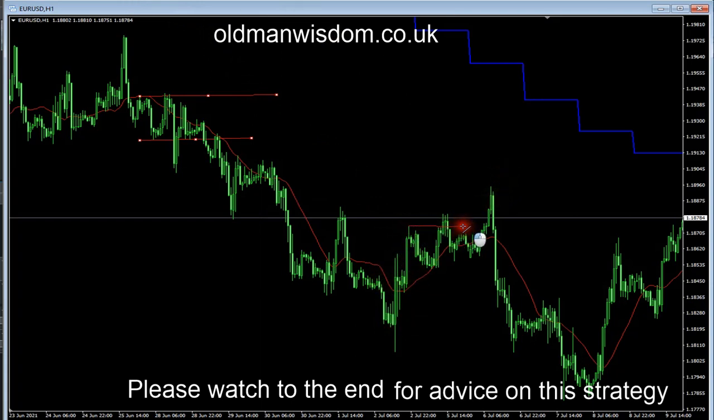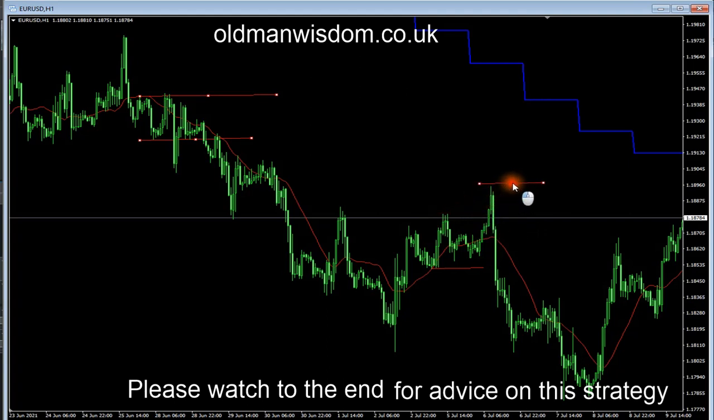So here's our level. One is there, and one is there. But look, it's broken our level. So it invalidates it, but it goes up and makes a pullback, but it invalidates it again up here.